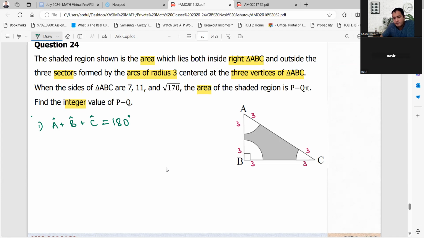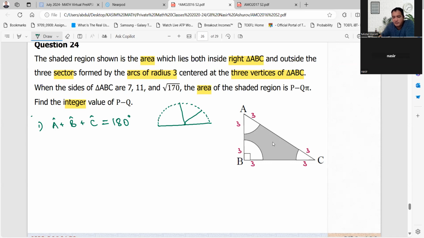Do you have any idea now? That means that if you just combine these three sectors together, they form what? A semicircle. Yeah. If you combine them, they form a semicircle, right? That is the first one. And then the second part.